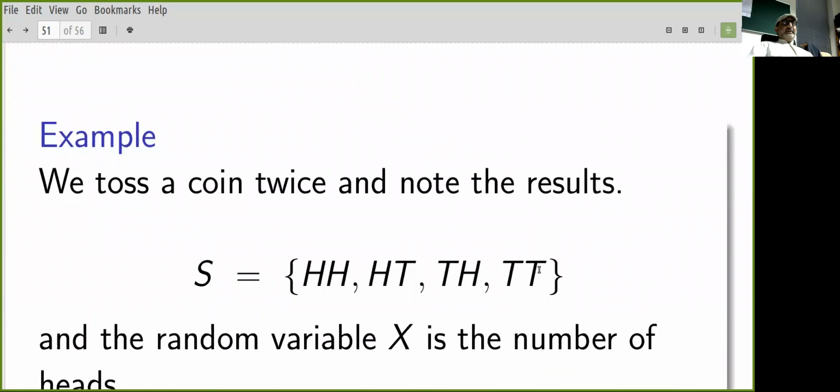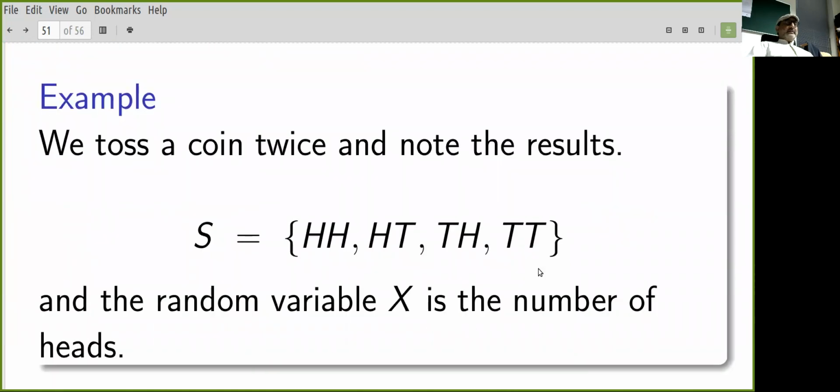Okay, so let's do an example of calculating an expectation for some random variable. We toss a coin twice and we note the results. So the sample space is head-head, head-tail, tail-head, tail-tail. And the random variable X is the number of heads. Here it takes the value 2, here it takes the value 1, and here it takes the value 0.